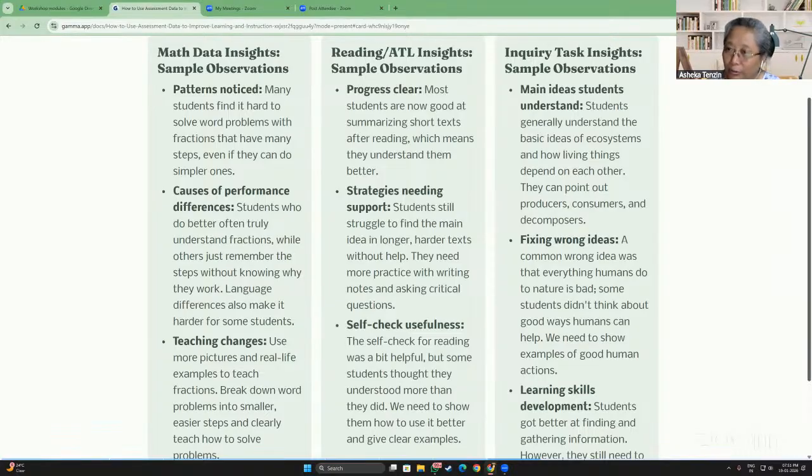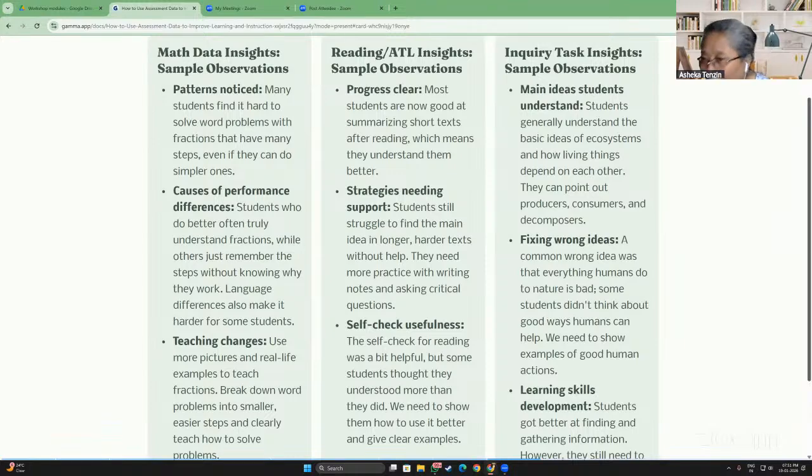So what you need to do as an English teacher is give them more practice with writing notes and give them critical thinking questions. Okay, so that will help them. Another thing about self-check usefulness: self-check is a bit helpful, but there may be students who think that they understood more. So we will have to give them, like you said, Gayatri, some examples and show them how to use self-check. Okay, so that is the strategy that you could use in the English class.